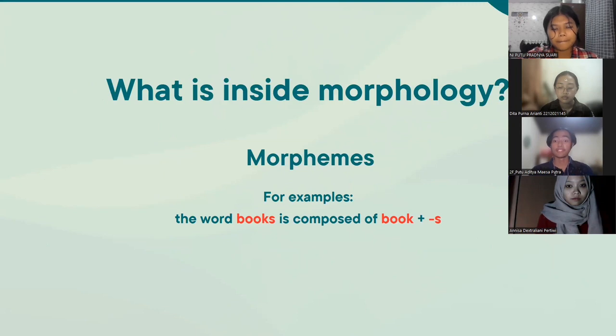Now, as I said before, according to Katamba in 1993, morphemes are the smallest indivisible units of semantic content or grammatical function, which words are made up of. Now, for example, here, the word books is composed of book plus s. In this example, book is a noun and s is a suffix for plurality. Both book and s cannot be broken down any further, and both of them carry their own meaning. So book and s are morphemes. Next slide.